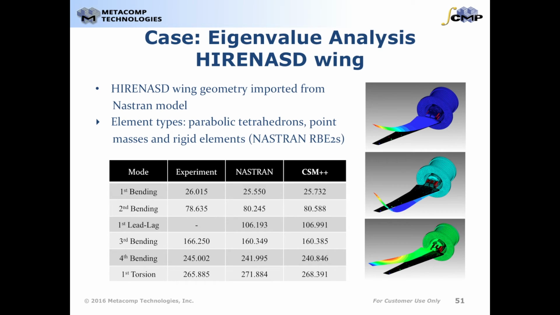The next two cases highlight CSM++'s ability to carry out eigenvalue analyses and compute mode shapes. The first model is of the HIRENASD wing, of which a Nastran structural model exists. Here, we have used the ability of CSM++ to import full models, not just the mesh, to conduct an eigenvalue analysis. This is a 3D solid model involving parabolic tetrahedrons, point masses, and Nastran RBE2 rigid elements.